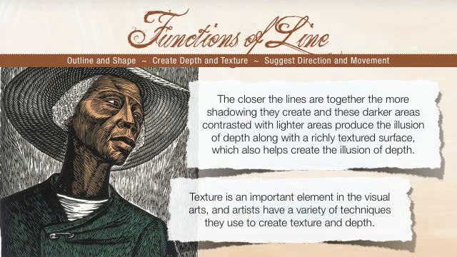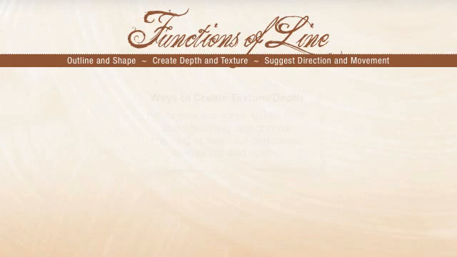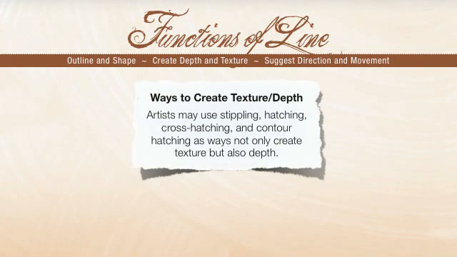Texture is an important element in the visual arts, and artists have a variety of techniques they use to create texture and depth. Let's discuss some ways to create texture and depth. Artists may use stippling, hatching, cross-hatching, and contour hatching as ways not only to create texture, but also depth.